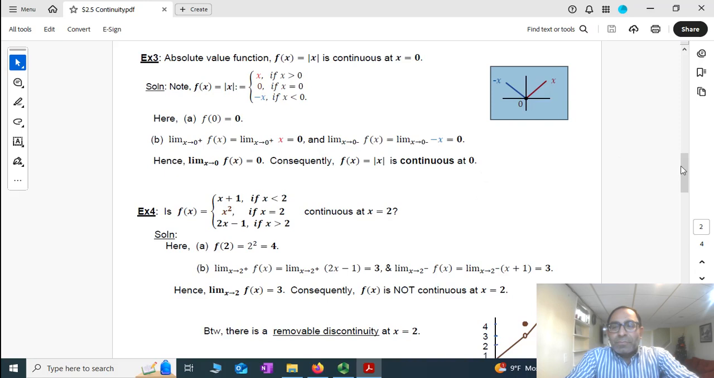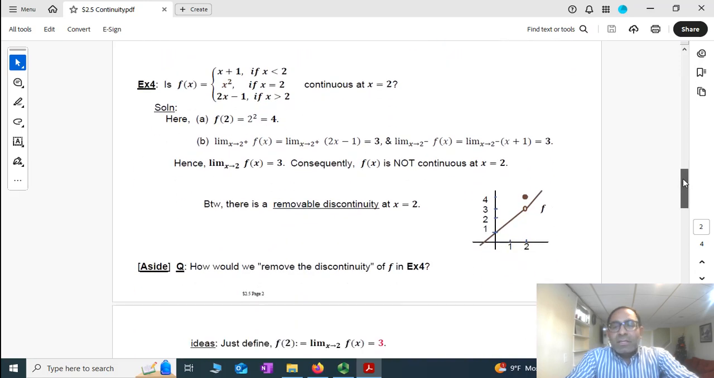Now let's move on. Now let's take example 4. Again, we have another piecewise defined function, and the question is: is this piecewise defined function f continuous at x equals 2? Again, we are checking those 3 guidelines about continuity. First, in the solution, let's compute the function value at 2, which turns out to be 4. I'm picking x equals 2 at this middle branch of the function.